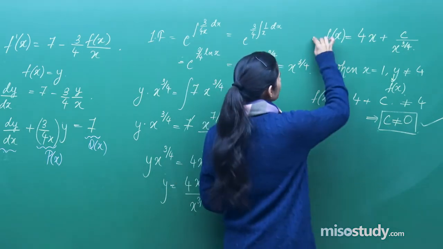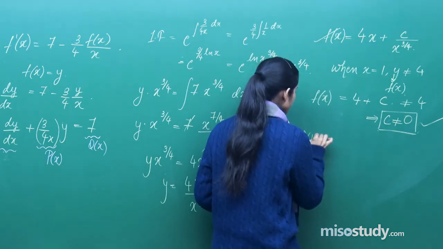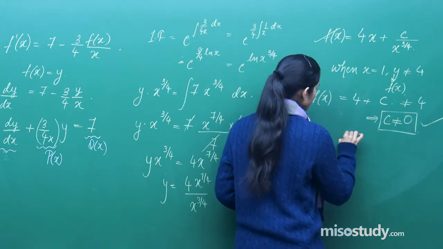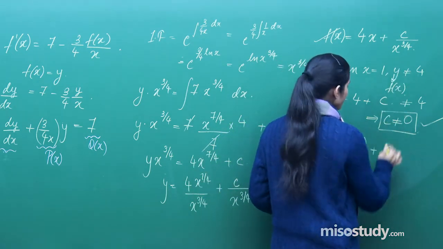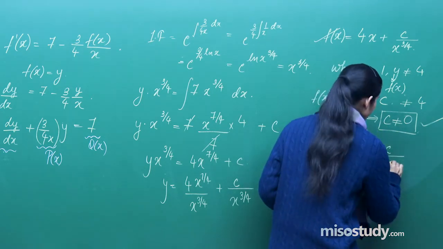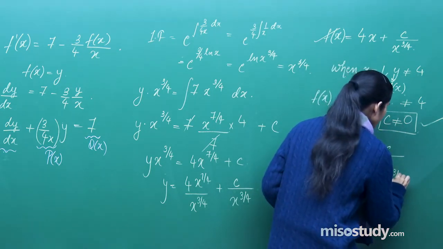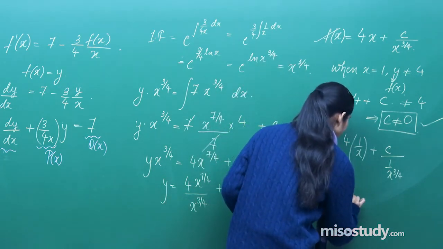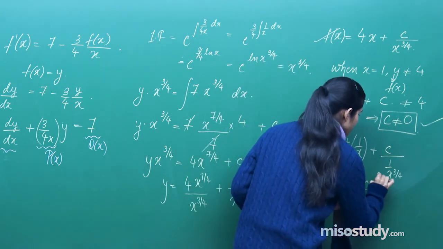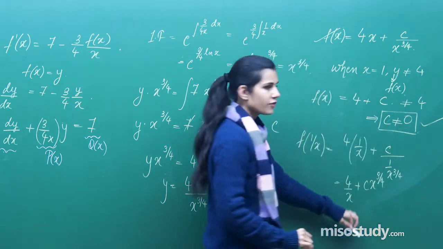I need to now evaluate from f of x, f of 1 by x. So this will be 4 by x plus this will be what? C whole upon 1 upon x to the power 3 by 4, which becomes what? 4 by x plus c x to the power 3 by 4. This is f of 1 by x.